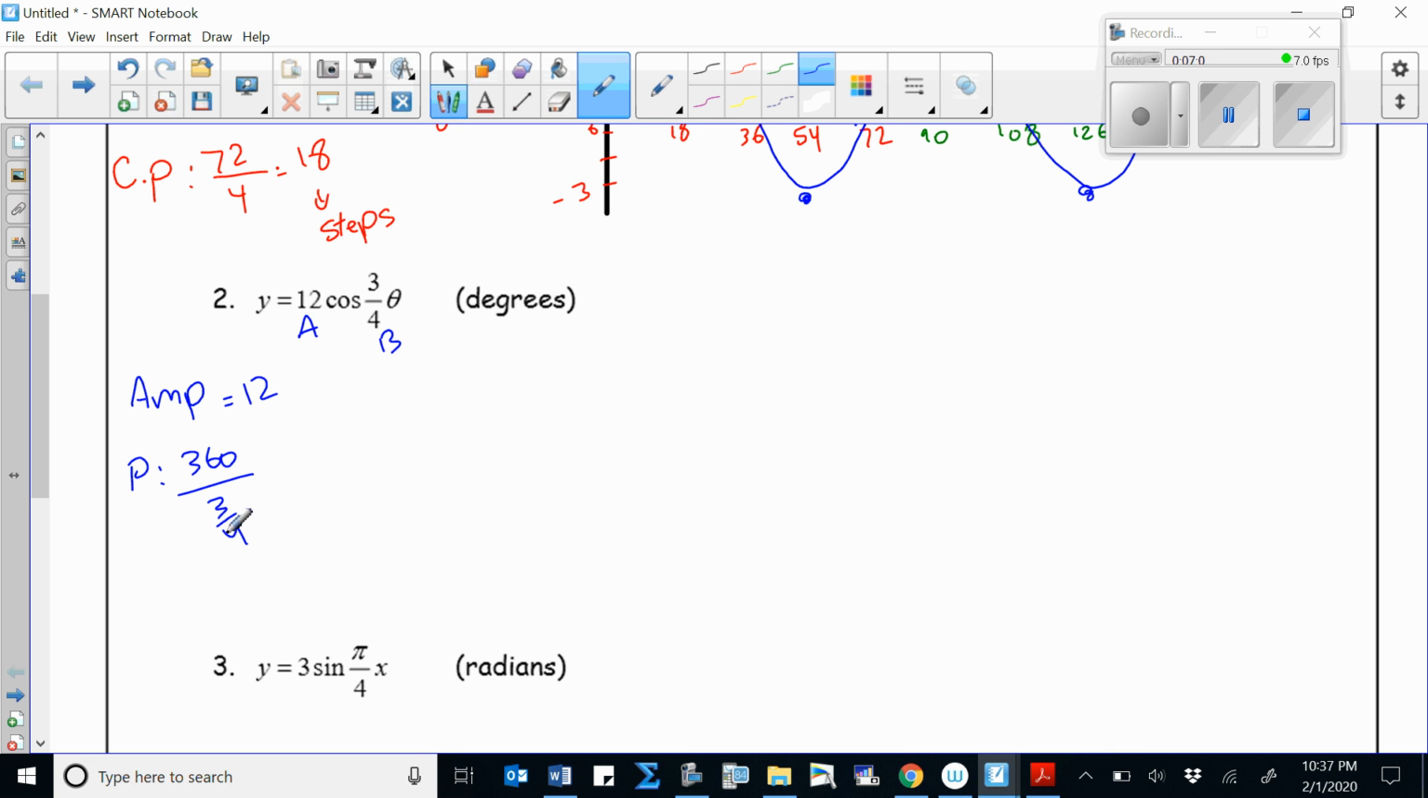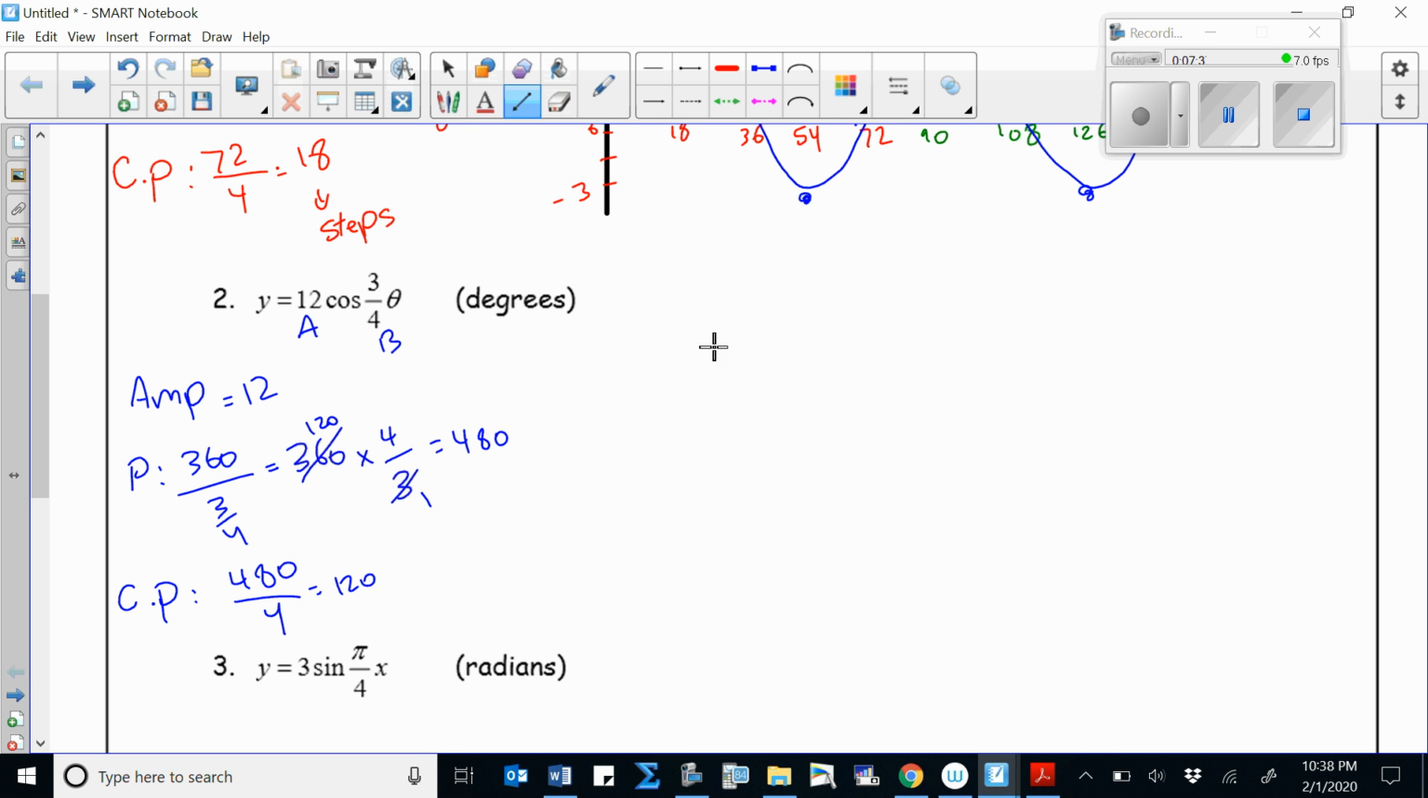So the period of the function will be 360, which is the period of the parent function, divided by 3 over 4. And we know that if we want to divide fractions, we need to take the first one and flip the second one, 360 times 4 over 3. So I can simplify. 3 by 3 is 1, 360 by 3 is 120, and that multiplied by 4 is 480. So this is the period of the function. Then we need to find the distance between the critical points by dividing the new period by 4. And that will be 120.